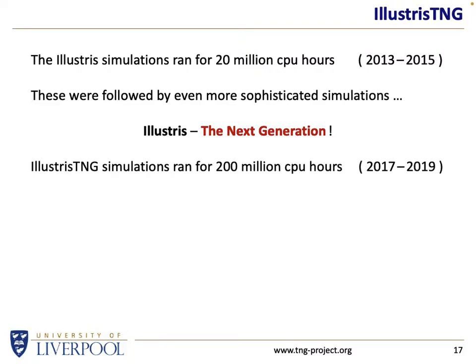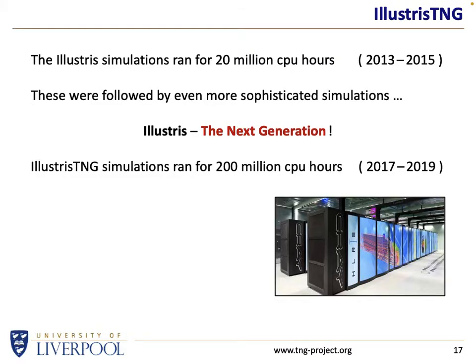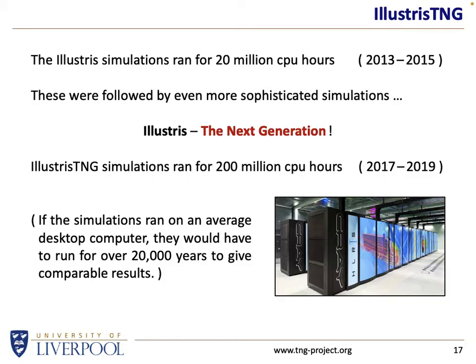So Illustris TNG ran for 200 million CPU hours over a period of a few years. These simulations ran on supercomputers, in this particular case, a set of Cray supercomputers, just to give you a sense of scale. If you ran this code, this program, to try and simulate the effect of gravity on matter and the astrophysical effects that will then produce galaxies, if you ran it on, for instance, a desktop PC, then it would take something like 20,000 years for the program to run.